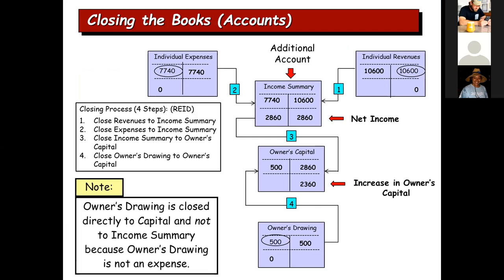Now, note that I closed the drawing account directly to the capital account. I didn't close this drawing account up to income summary because drawing is not considered an expense of the company. It's considered a return of capital to the owner. So we never push that into the income summary. You would just take it directly out of the capital account.